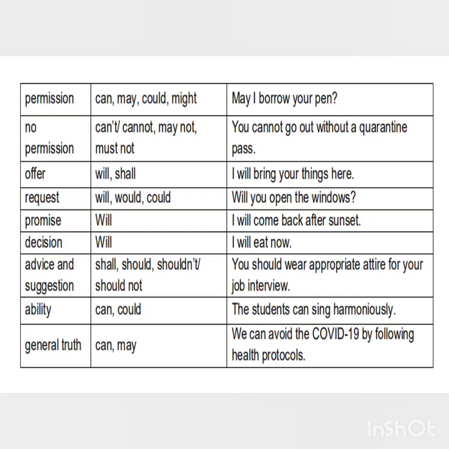For expressing ability, modals can and could can be used. For example, the students can sing harmoniously. And for expressing general truth, can and may can be used. Sample sentence, we can avoid the COVID-19 by following health protocol.